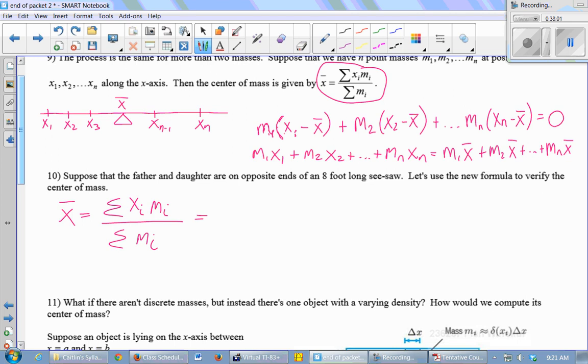Okay, so the sum of the xi mi's, that means for every point on my seesaw, I have to add the distance it is, its location times its mass. So the daughter is at one end, right? So she's at -4, and her mass is 25. And then the father is at the opposite end, 4, and his mass is 75.